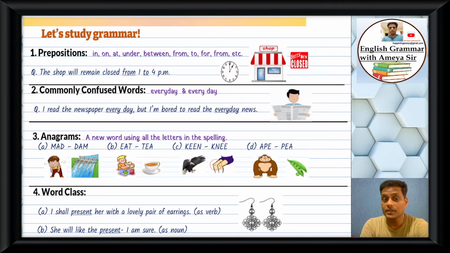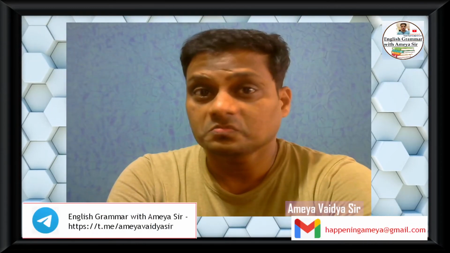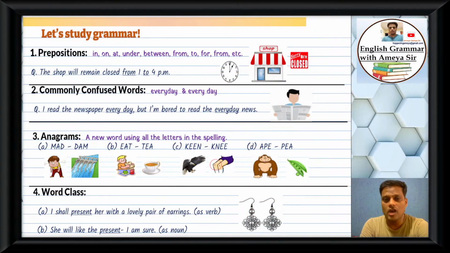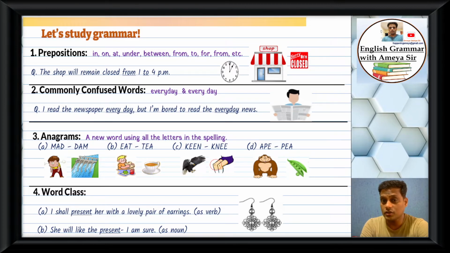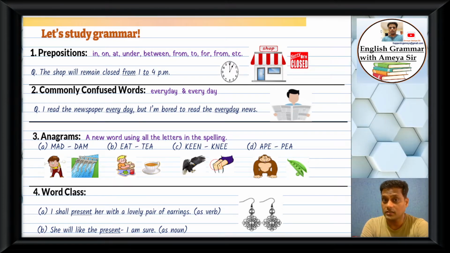I shall present her with a lovely pair of earrings. Nice. I shall present her with a lovely pair of earrings. This is used as a verb. The next one is: she will like the present, I'm sure. This one is used as a noun.